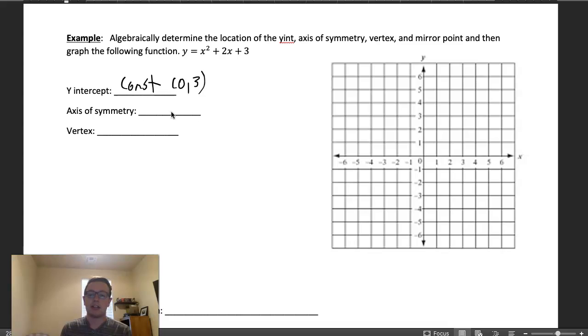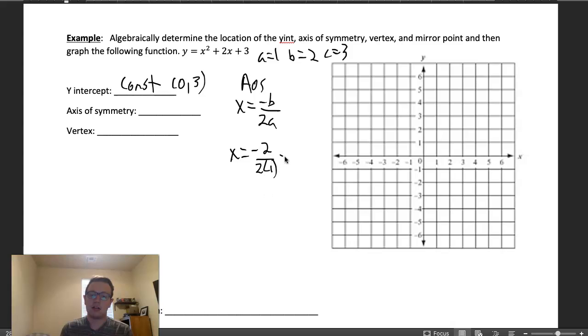Our axis of symmetry we said was x is equal to negative b over 2a. So a is 1, let's write this out, a is 1, b is 2, and c is 3. Meaning that our axis of symmetry is going to be x is equal to minus 2 over 2 times 1, or it's going to be minus 1. So our axis of symmetry is x is equal to minus 1.